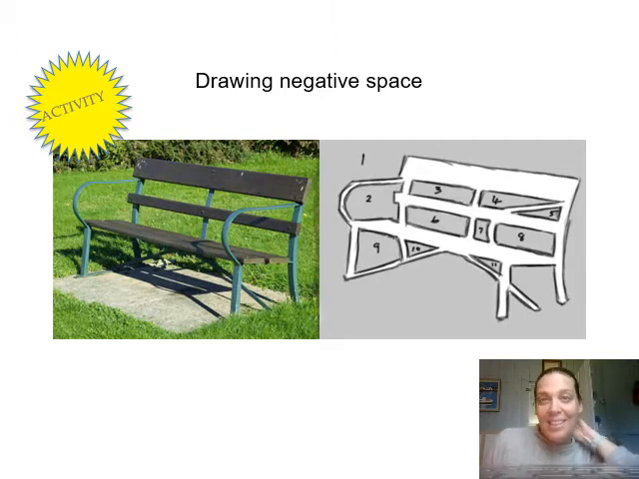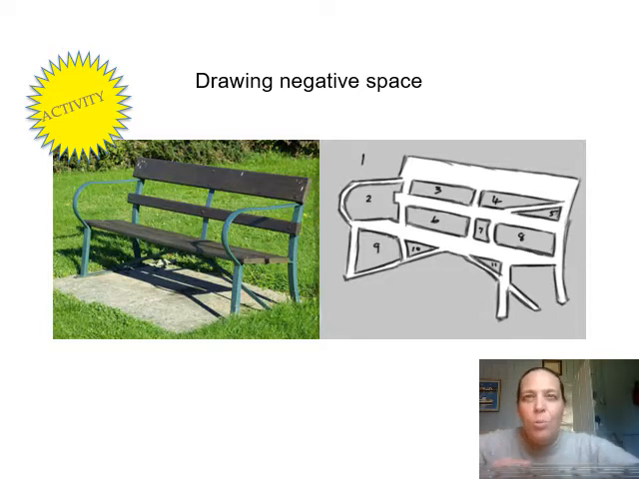So our activity connected to space is going to be a drawing activity. This is actually a really common observation activity. And I've got essentially a picture of a bench here, and with it a picture that somebody has already made of the negative spaces around the bench. And whichever one you find easier to focus on is fine, or you can go back and forth between the two. But I want you to try making your own sketch of the negative spaces around this bench.